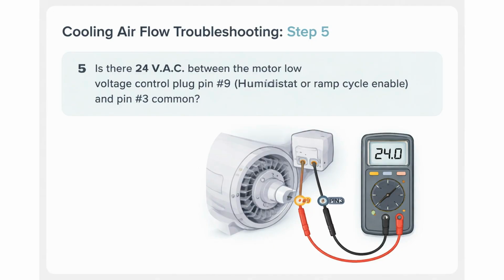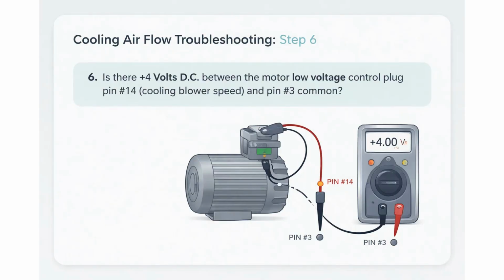Again, if the voltage is missing at the motor but present at the control board, your wiring harness is the culprit. If your airflow is simply incorrect, step 6 has you check the cooling blower speed signal. This requires measuring for positive 4 volts DC between pin 14 and pin 3 on the motor plug. This DC voltage is the communication signal telling the motor to run at the designated cooling speed.